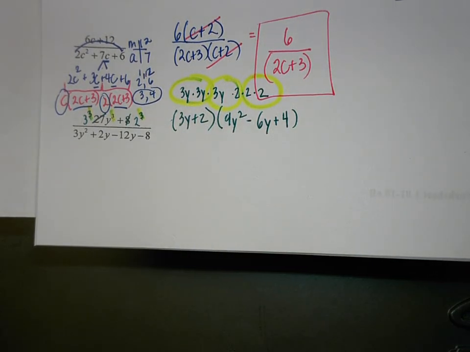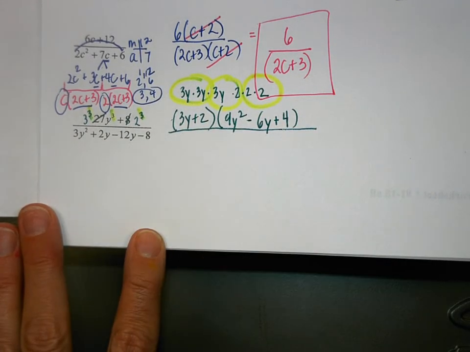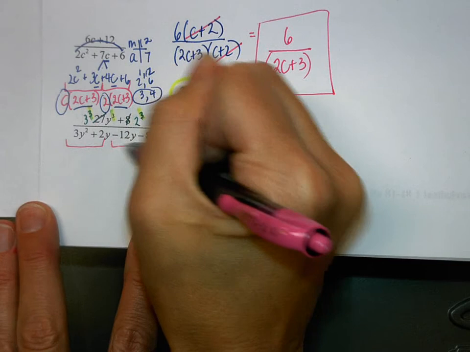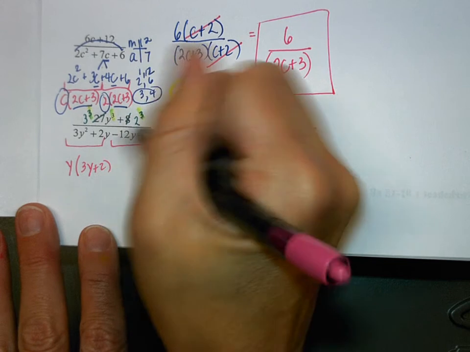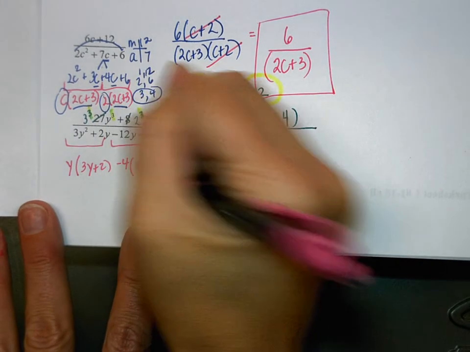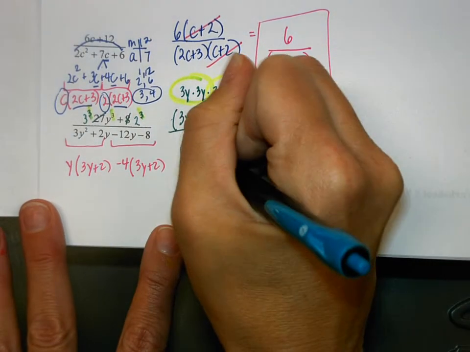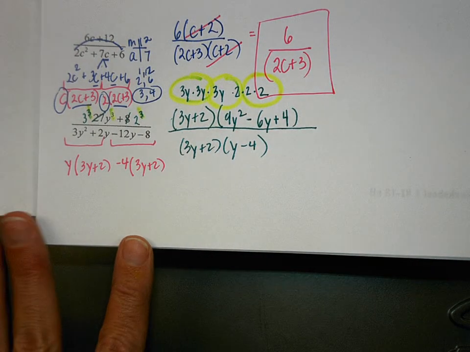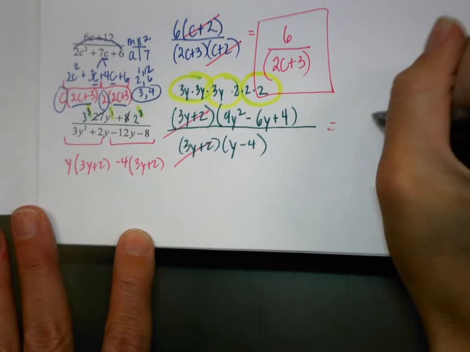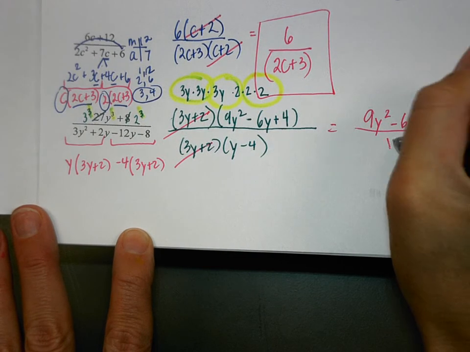Okay. The denominator. How many terms are there? 4. So anytime we have 4, we factor by grouping. What is the GCF of the first group? Y, and I'm left with? 3y plus 2. Good. What's the GCF of the second group? Negative 4. -4, and we're left with? 3y plus 2. Which means that my denominator over here is going to be what? 3y plus 2 times y minus 4. Okay, is there anything that's like that we can reduce? Good. And so my answer is 9y squared minus 6y plus 4 all over y minus 4. That's it.